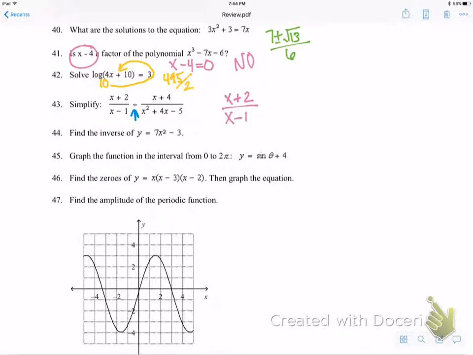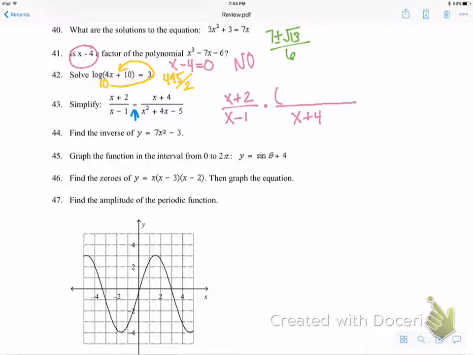I'm going to change divide to multiply. And I'm going to factor and flip. I can't factor x plus 4, so I'm just going to move that to the bottom. But I can factor x squared plus 4x minus 5.